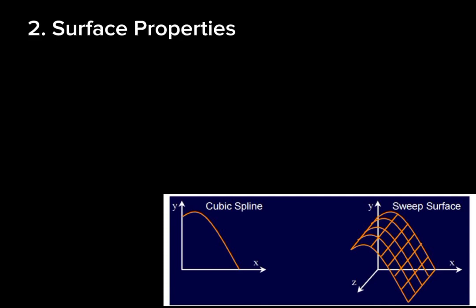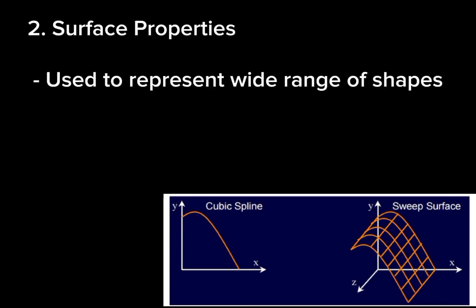And number 2, surface properties. Parametric surfaces can be used to represent a wide range of shapes, from simple planes and cylinders to complex, freeform surfaces. The parametric equations can be designed to control the surface's curvature, smoothness, and other properties.